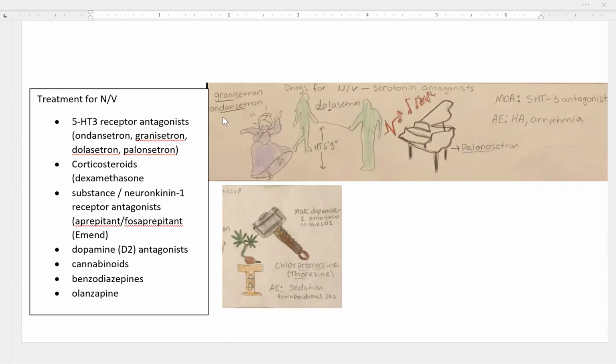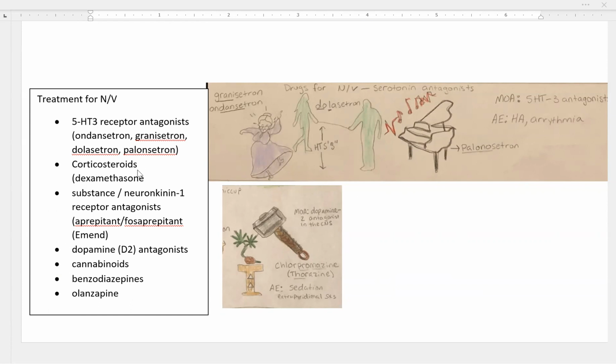She is dancing, for dolasetron. She is doing the limbo, dolasetron. And it is to piano music, palonosetron. I cannot say that one. And when she's doing the limbo, the height is 5'3", because this is a 5-HT3 receptor antagonist.